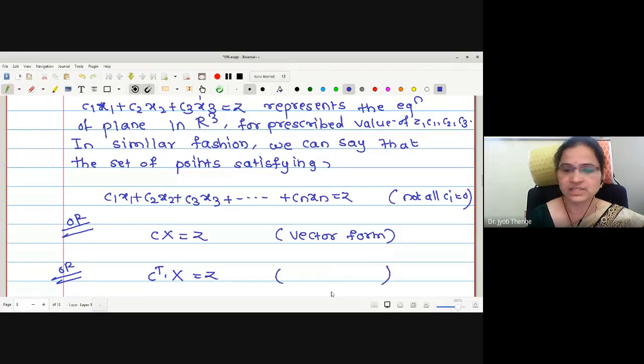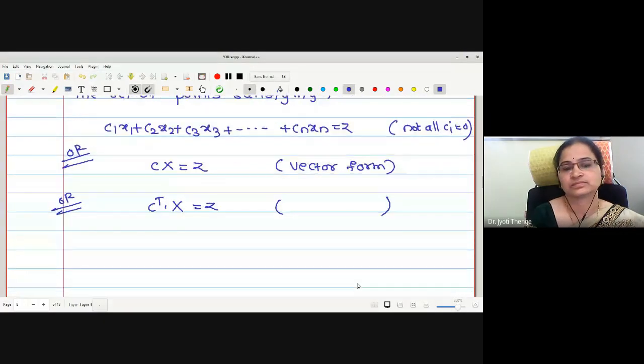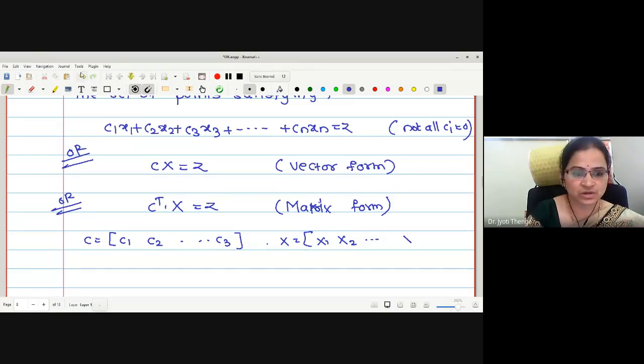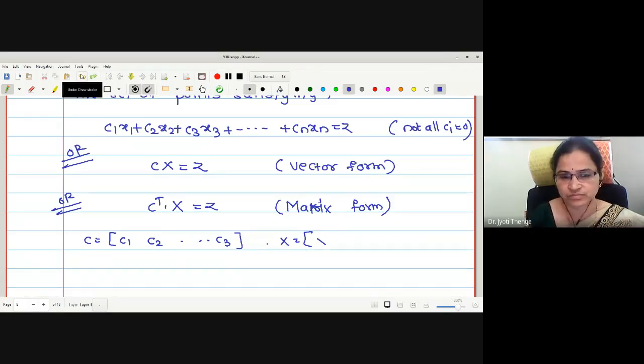What form is it? Matrix form, right? This is matrix form where C is equal to C1, C2 up to Cn, and x is x1, x2 up to xn.